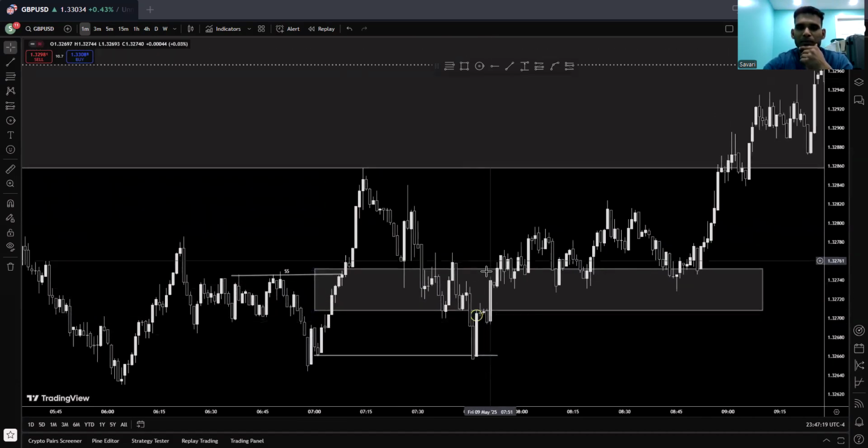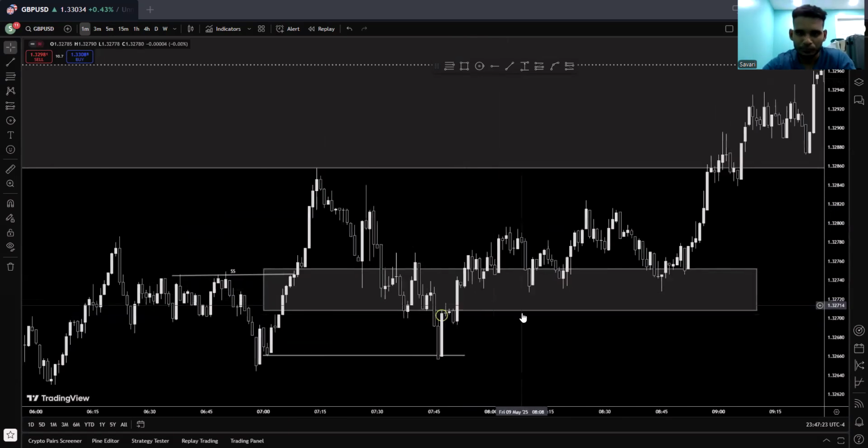Then big displacement to the upside. This very swell gap got ran through to the upside, leaving this bullish fair value here. So I marked out this bullish fair value and set my limit order exactly at this point.